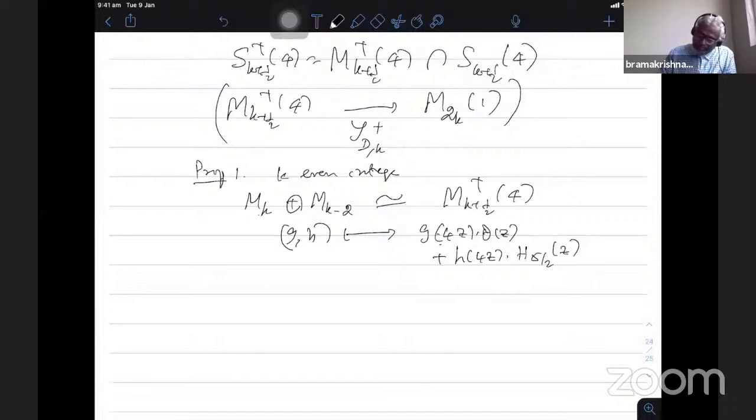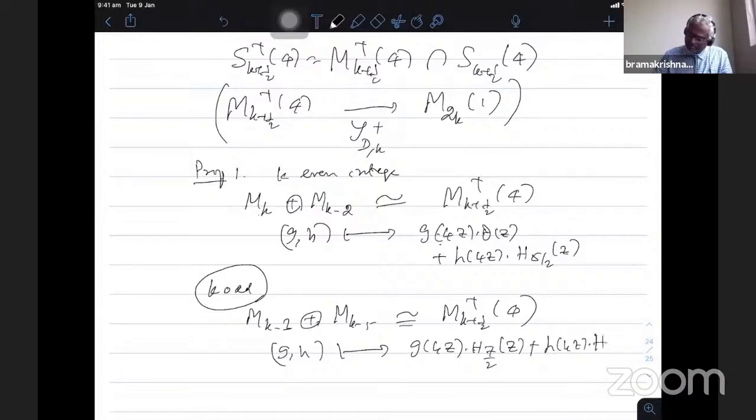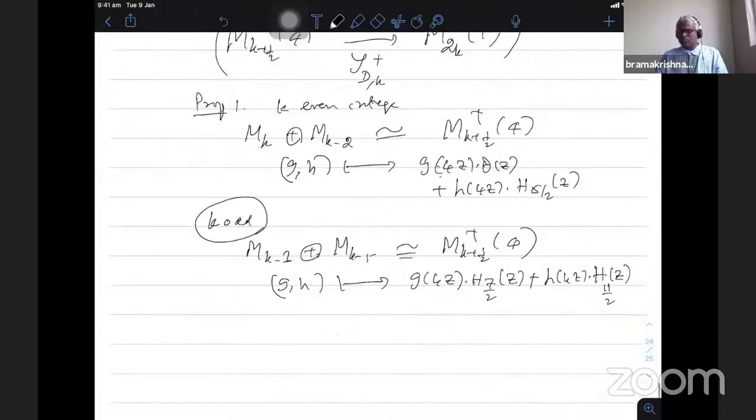So for k odd, we take M_{k-3} direct sum M_{k-5}, which is isomorphic to M_{k+1/2} plus of level 4. In this case, I take (g, h) to g(4z) times H_{7/2} plus h(4z) times H_{11/2}. Instead of the theta series, you take the Cohen Eisenstein series. So here in both cases, both functions are Cohen Eisenstein series, while in the earlier case it was the theta series and a Cohen Eisenstein series.